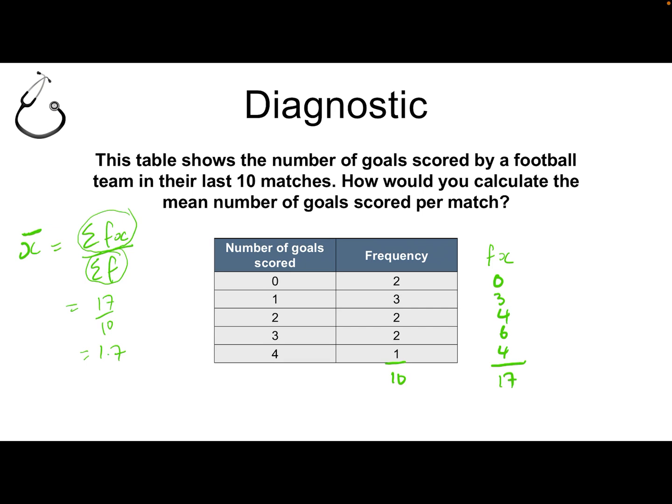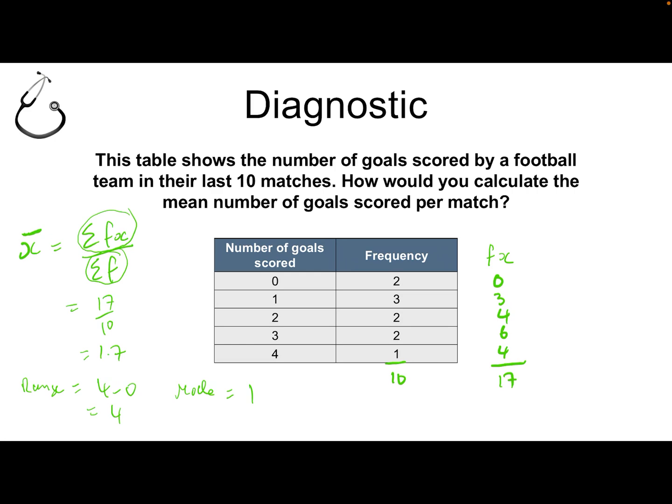Okay, and what would the range be? Let's look at that. The range would be 4 minus 0, 4. The mode is equal to 1, because 1 happens 3 times.